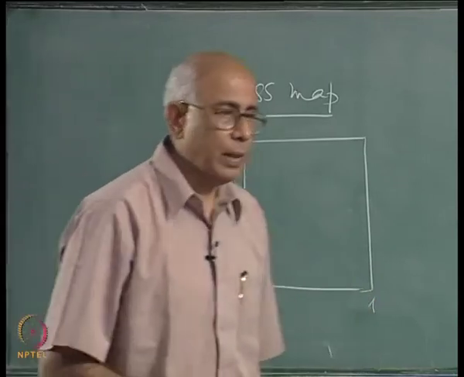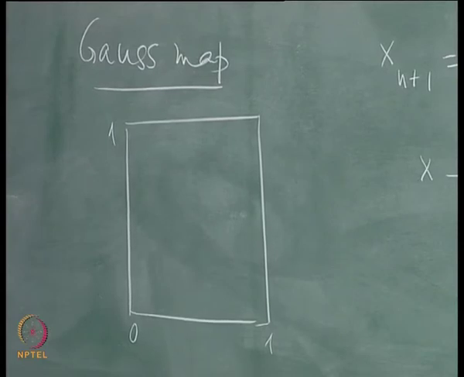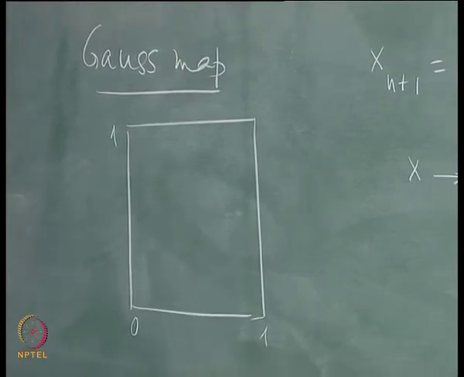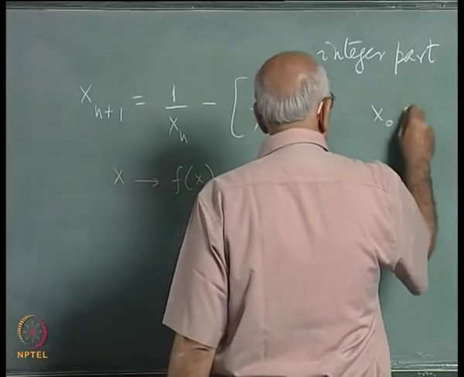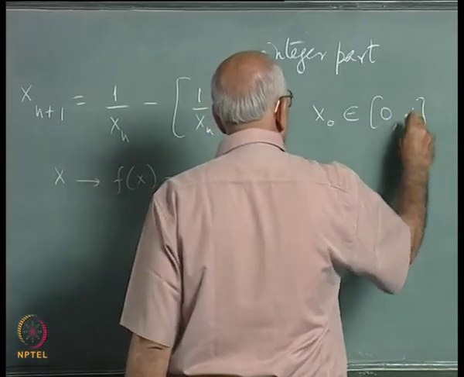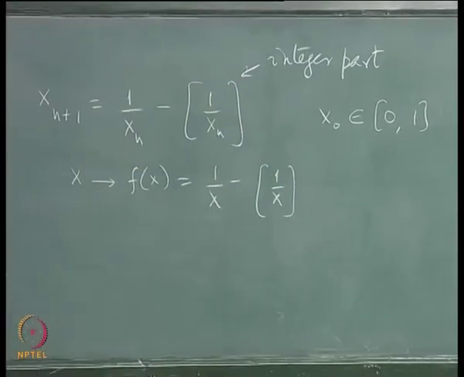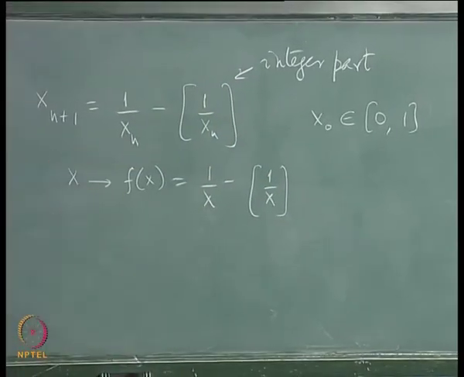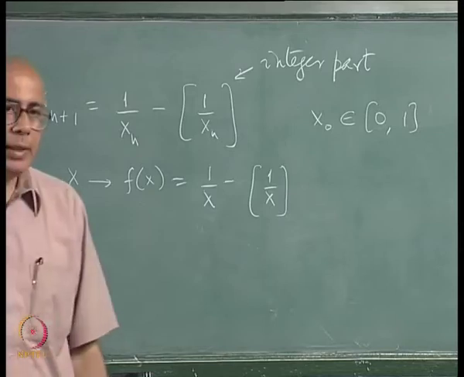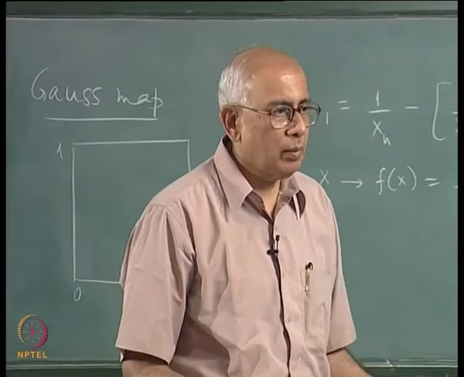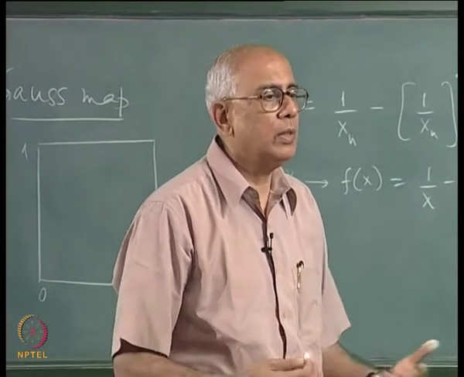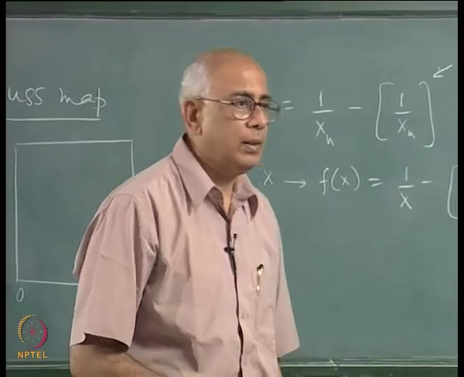What does this graph look like? It is already going to be mod 1. So I start with x naught between 0 and 1. I take the reciprocal, which is bigger than 1, I throw away whatever is the integer, and I still have something between 0 and 1, and I keep doing this. So it remains between 0 and 1 automatically.